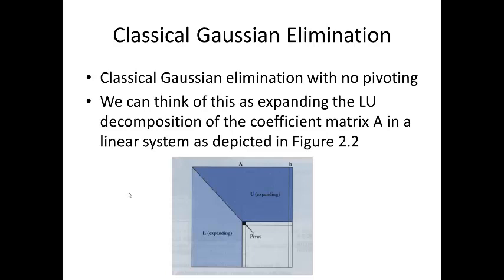So take a look at some of the Gaussian elimination pivoting strategies. The first of these is classical Gaussian elimination with no pivoting. We can think of this as expanding the lower-upper decomposition of the coefficient matrix A in the linear system. This is depicted in figure 2.2. As we move further down, we reduce this area that is the unexpanded part, and we expand it into both an upper and a lower decomposition.